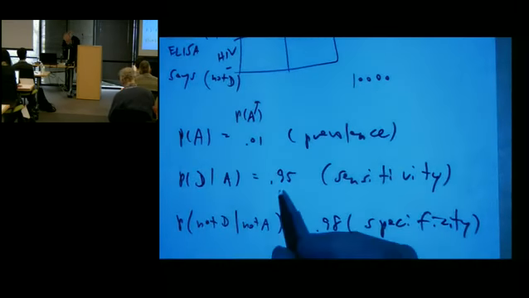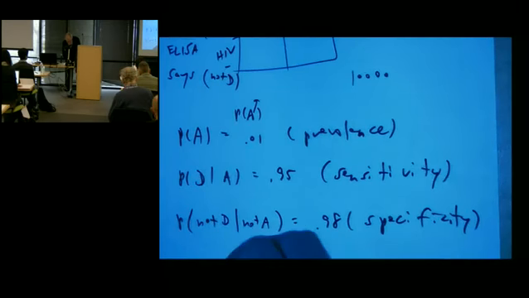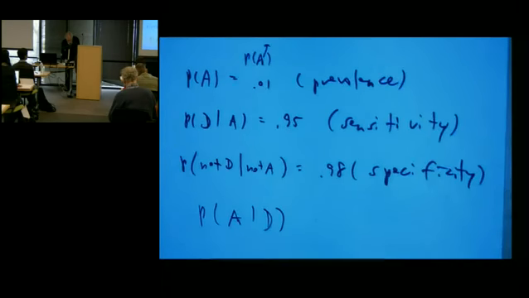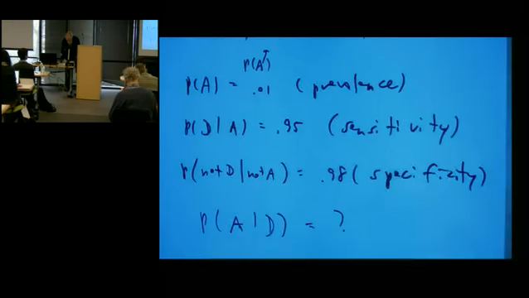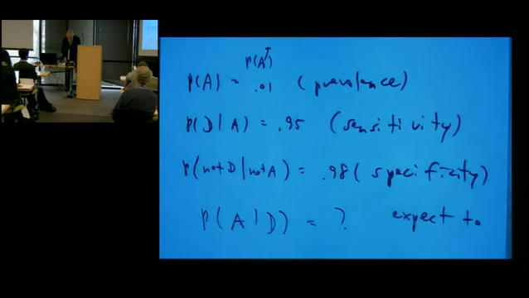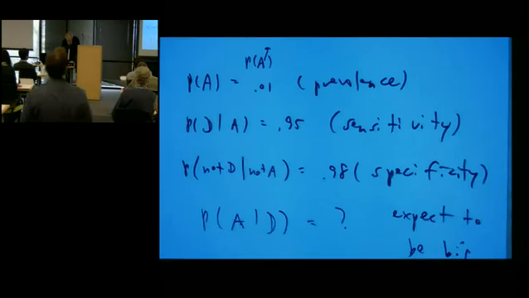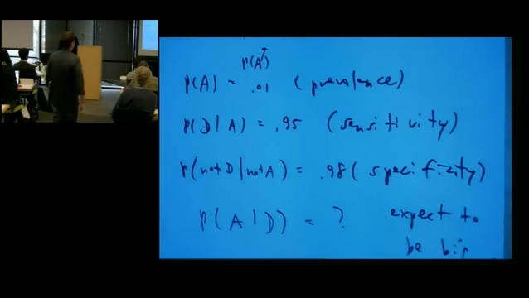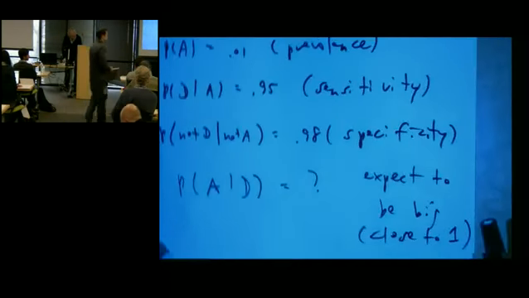The sensitivity is 95%, the specificity is 98%, and what we want to work out is what's the chance that the guy really is HIV positive, given that ELISA says he's HIV positive. And if ELISA's any good, you would expect this number to be what? To be big or small or in between. If ELISA's any good and ELISA says the guy's HIV positive, then the chance he really is should be big, right? Close to 1. Well, we're in for a surprise. So let's see how the surprise unfolds.